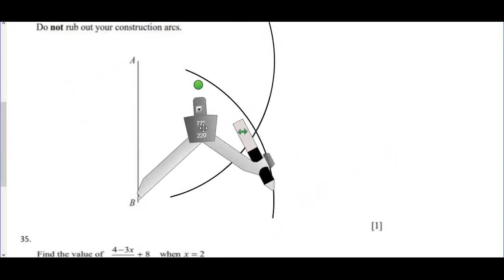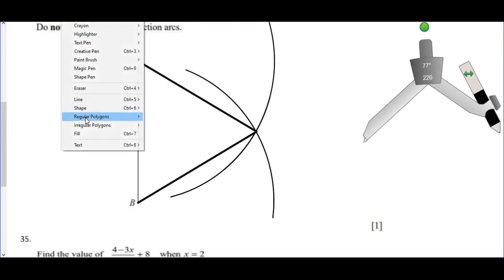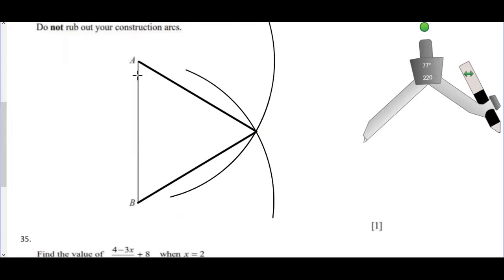Then take your ruler, connect this point to the point of intersection of two arcs. And then connect this other point to the point of intersection of the two arcs. Can you see that? And that is your equilateral triangle. The triangle you see here is what we call an equilateral triangle.